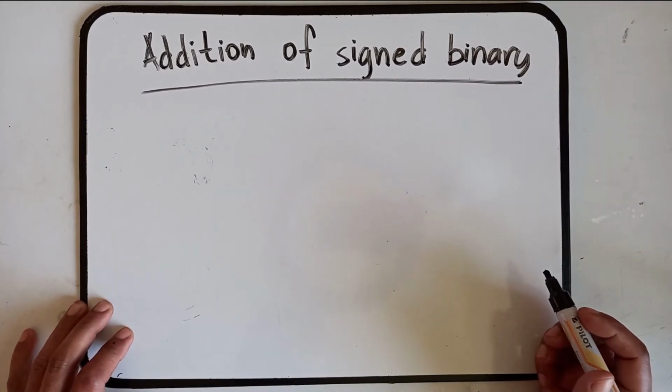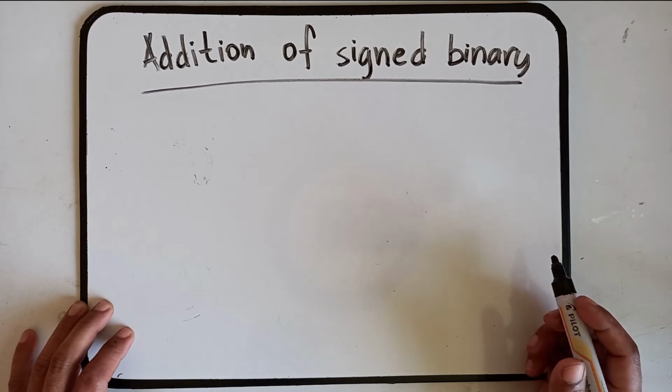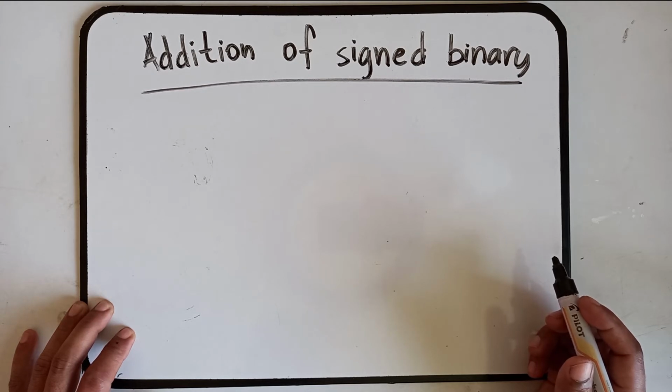This video will focus on the discussion of addition of signed binary numbers. When we say signed binary numbers, our numbers may contain positive or negative binary. But the question is, how can we determine if a given binary number is positive or negative? We have already discussed that in our previous videos.